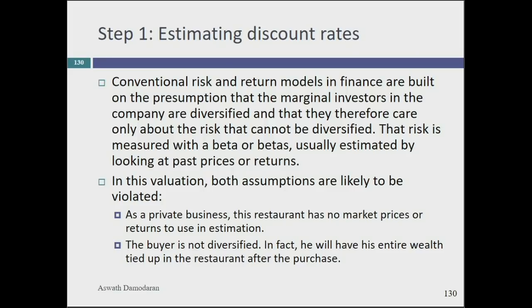But before we take that step, let's go back and think about risk and discount rates in this case. If you look at conventional risk and return models, which is what we've drawn on all the way through every valuation we've done in the class, we assume marginal investors were diversified. And because they were diversified, we measured the risk in the equity using a beta. And then we plugged it in. And while you can argue about the mechanics of whether I should use a beta or multiple betas, arbitrage pricing, the basic presumption was the marginal investor is diversified.